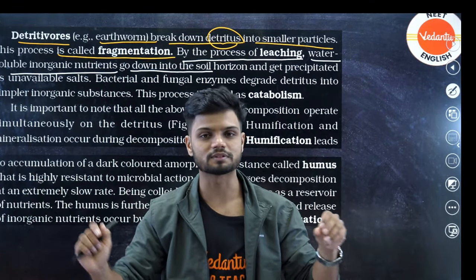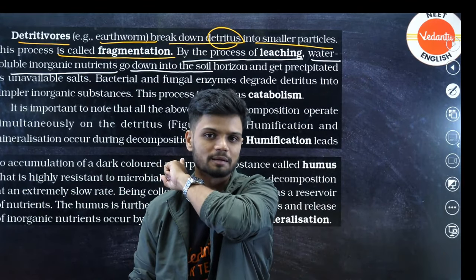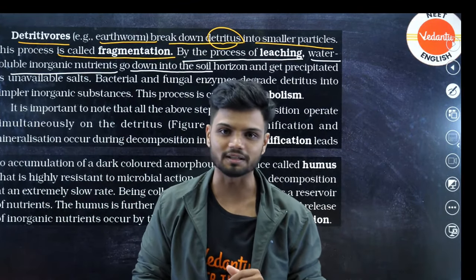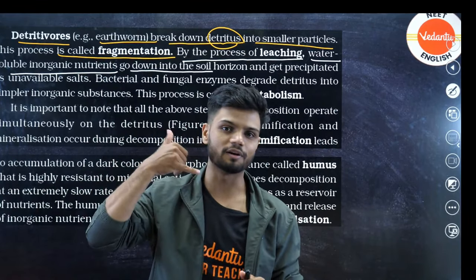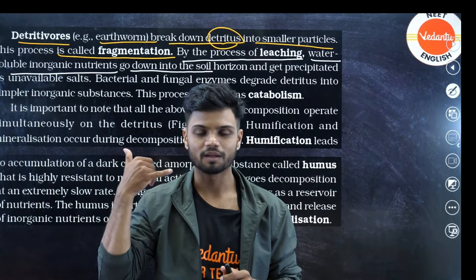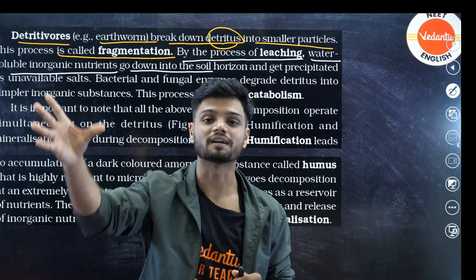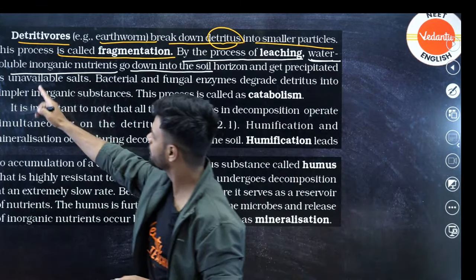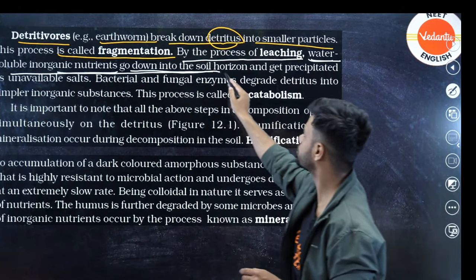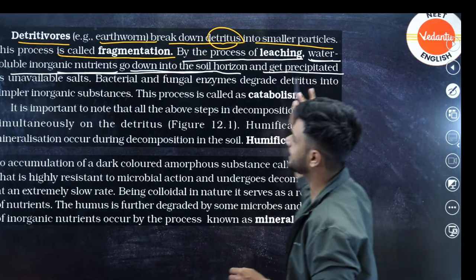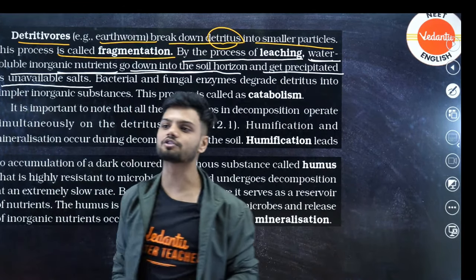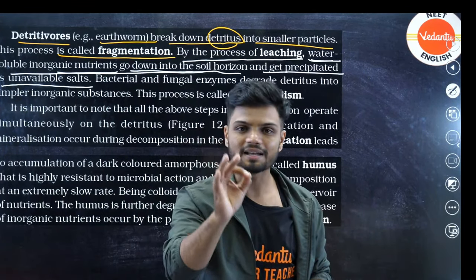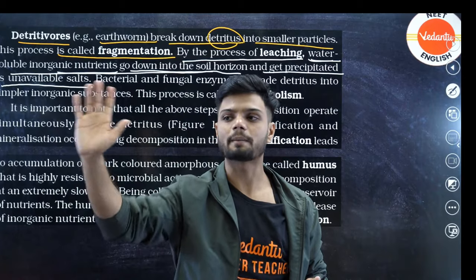You know, missing, some people go missing. This is that person, they go missing. Whenever you require them, you're calling, bro, friend, will you come now? You'll call someone, that person will never come. That is, they'll go missing. That is what is happening here. That is, water soluble inorganic nutrients go down into the soil horizon and get precipitated as unavailable salts. Completely unavailable salts, complete absconding.